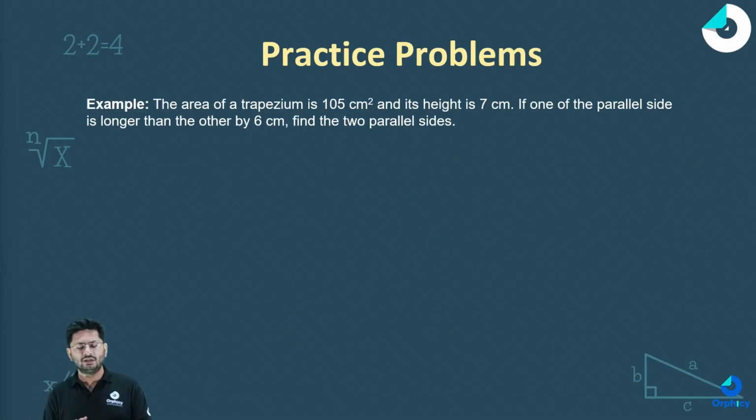Let's do a question on area of a trapezium. So the area of a trapezium is given as 105 centimeter square and the height is also given. So I would say that area is equal to half into height into AB plus CD, which is the summation of the parallel sides. So area is given as 105 is equal to half into the distance between the parallel sides, which is 7 into AB plus CD. So after doing the calculation, AB plus CD would be equal to 30.